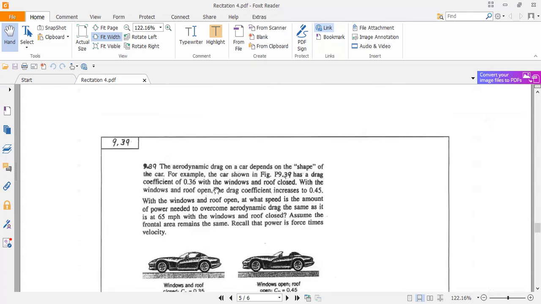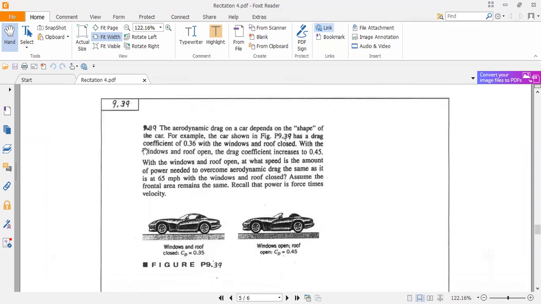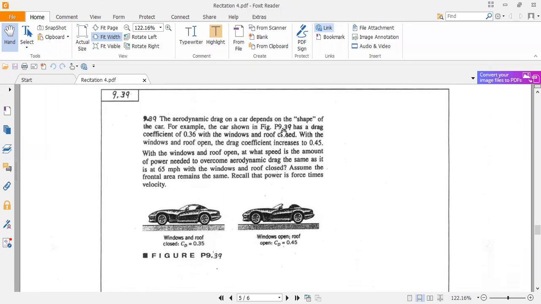Now let's go for question number 9.39. This question says the aerodynamic drag on a car depends on the shape of the car. Yeah, we know this. So for example, the car shown in this figure has a drag coefficient of 0.36 with the windows and roof closed. So you see this one is closed, right? Windows and roof.